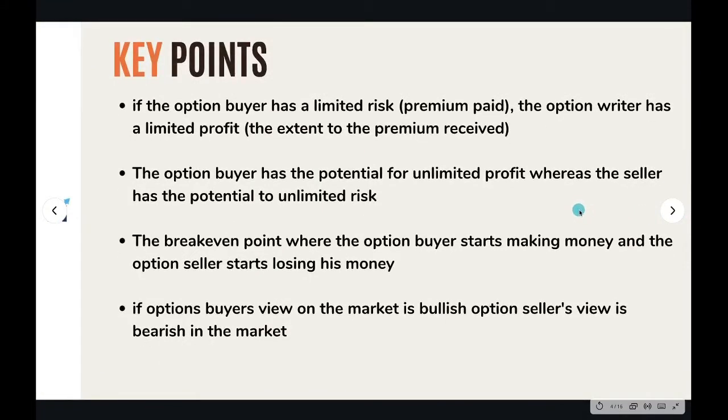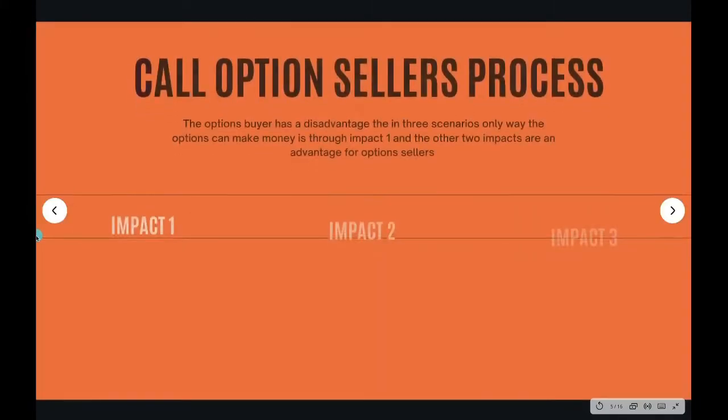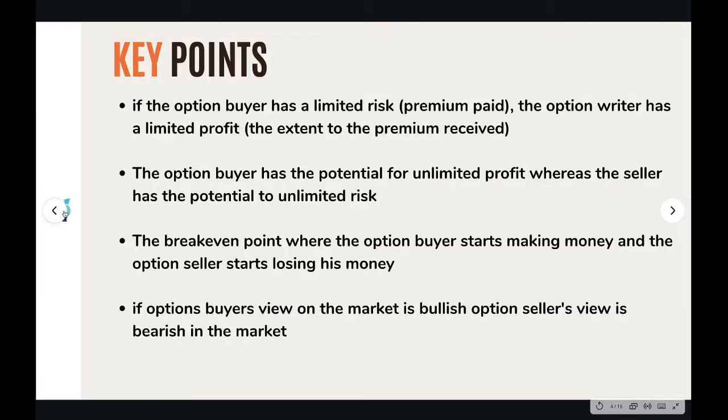So let's understand the key points of an option. The buyer has a limited risk. We all know, as I told in the previous video, that an option buyer will always have a limited risk because his loss is fixed. What is the loss? The loss is nothing but the premium he paid, right? The option writer has a limited profit to the extent of the premium received.